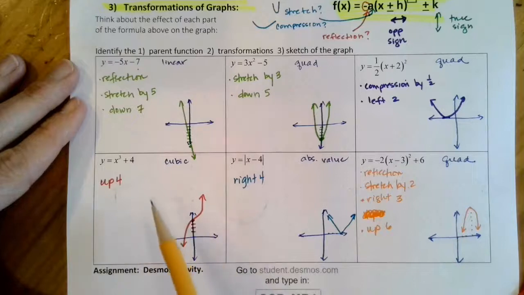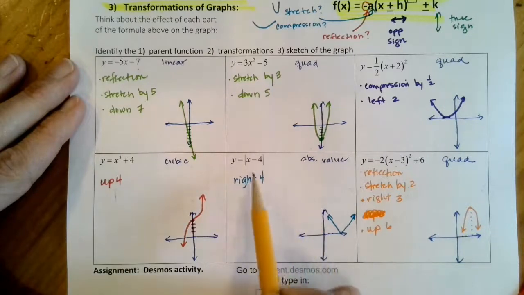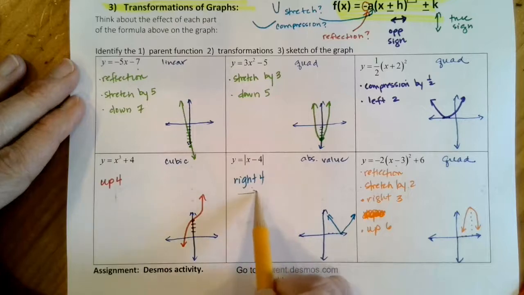All right, my cubic graph here, the only thing that's happening to it is it's going up 4. So that was the easy one to draw. Here I have a naturally negative situation, which means it moved to the right 4.